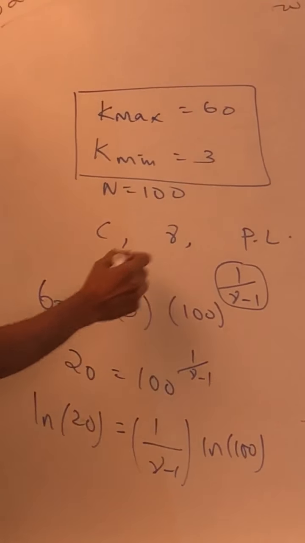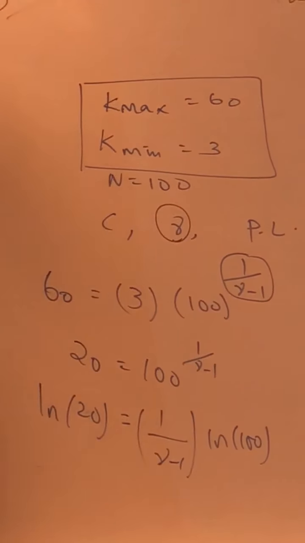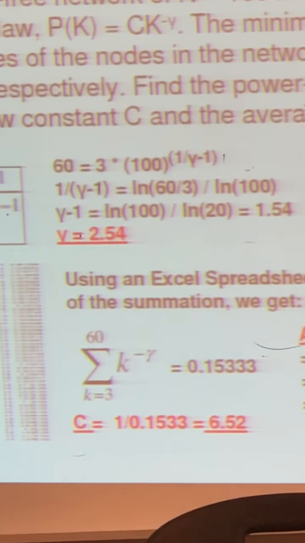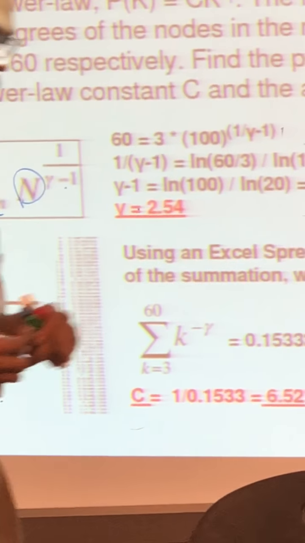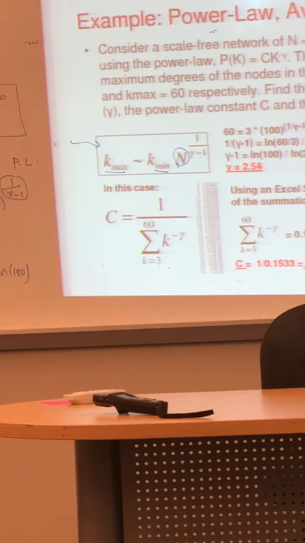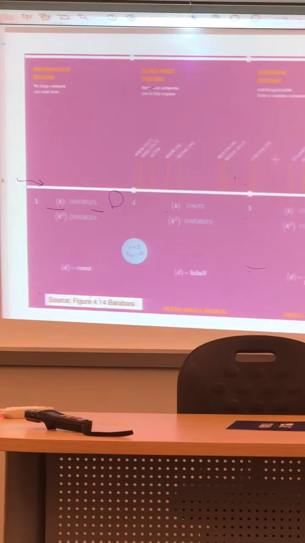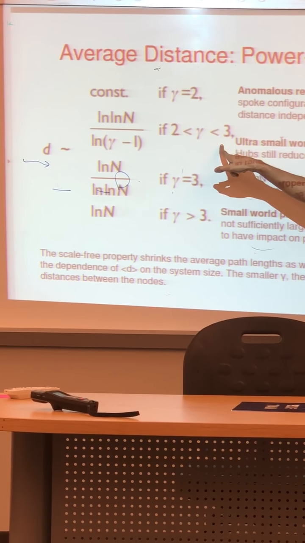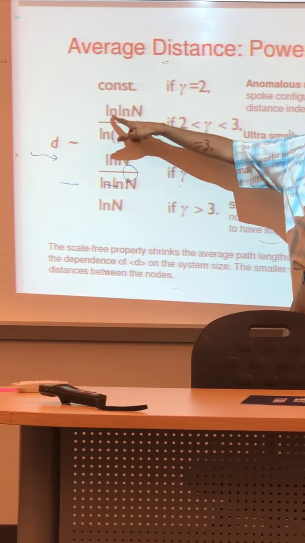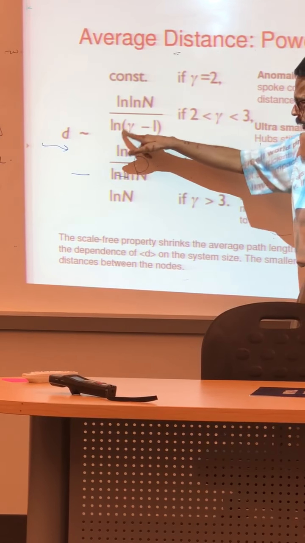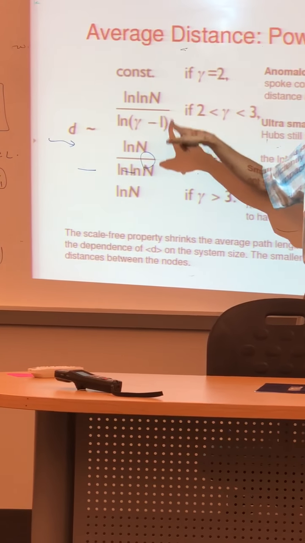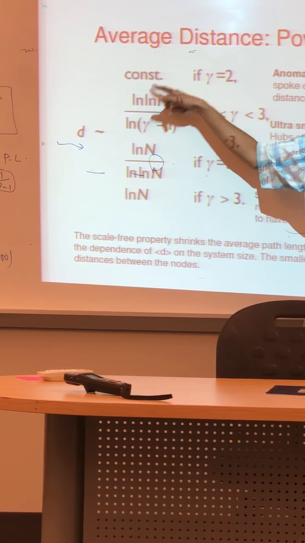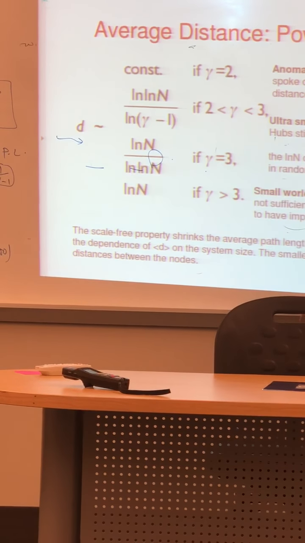How to find the average path length? You have to decide based on the value of gamma we got. The value of gamma we got is 2.54. That is why I showed you the range of formulas for different values of gamma. Gamma is in this range, so you have to use this formula: log n divided by log of gamma minus 1. n is 100, gamma is 2.54, so plug in here and that will give you the path length.